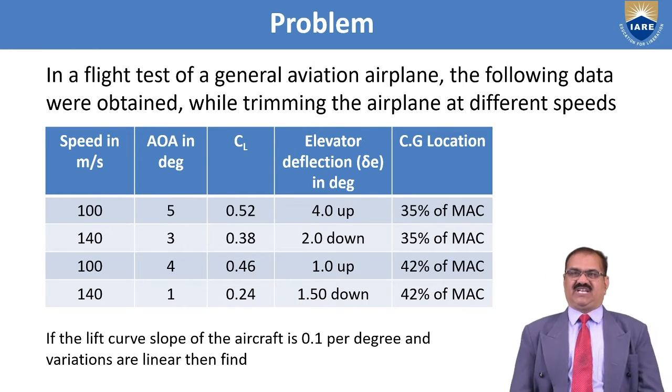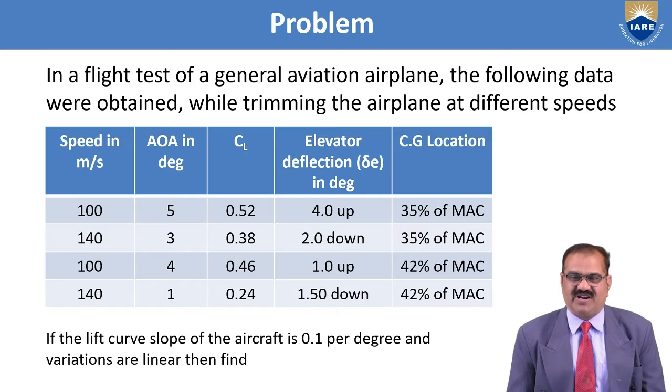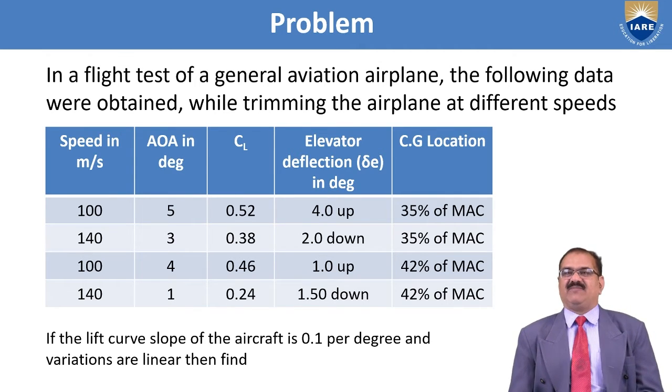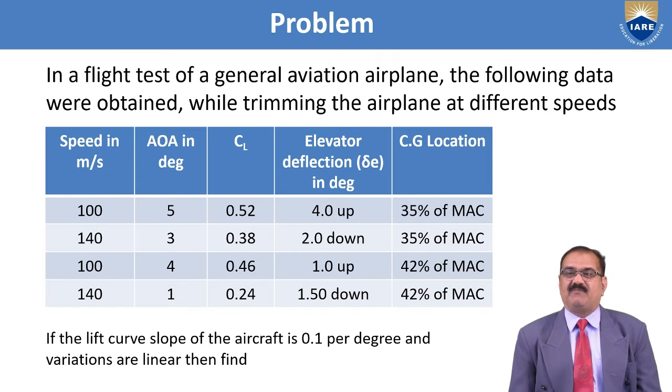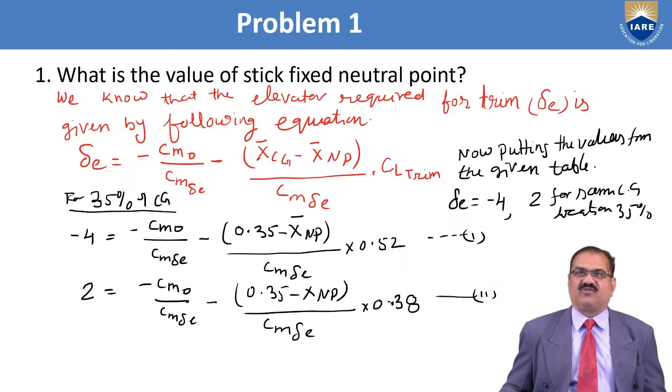The next case is 140 meters per second speed of the aircraft. Angle of attack is 1 degree, coefficient of lift 0.24. Elevator deflection in this case is 1.5 down, meaning plus 1.5, and this is at 42% of mean aerodynamic chord, the location of the center of gravity. The lift curve slope of the aircraft is given as 0.1 per degree, lift curve slope CL alpha is 0.1 per degree, and variations are linear. Then what do we have to find out?